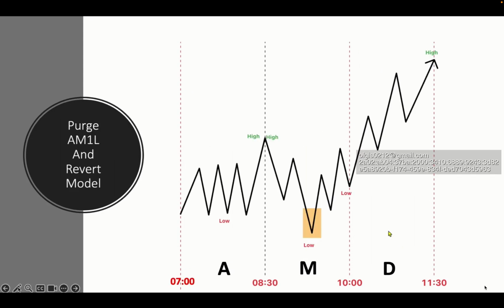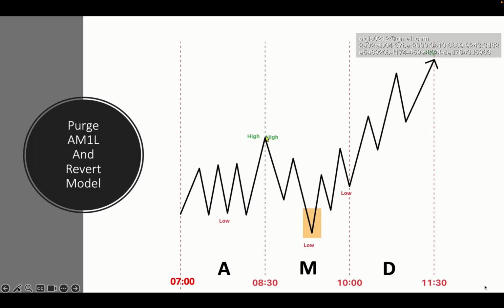Alright, so now we're going to take a look at the AM long scenarios. The first long scenario is a purge of the first AM cycle's low, and a revert should occur after that. This occurs when the first AM cycle has been a consolidation, when the market went sideways.